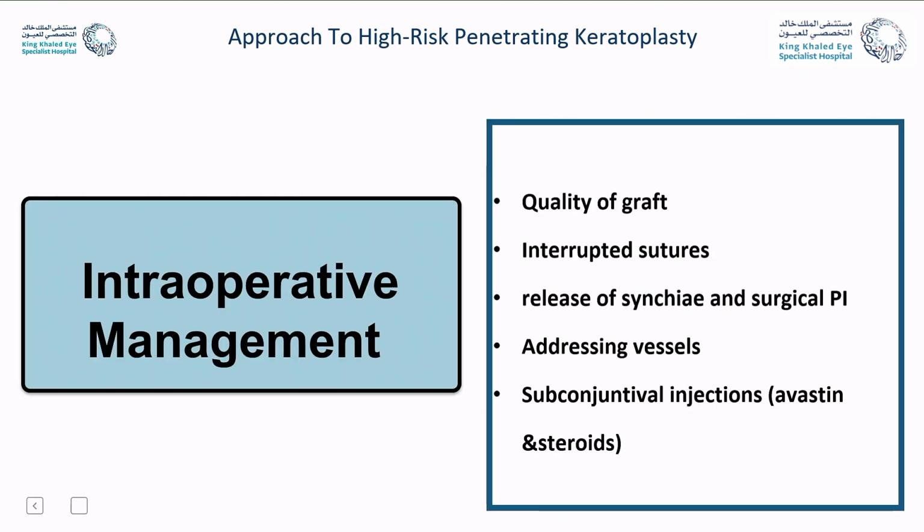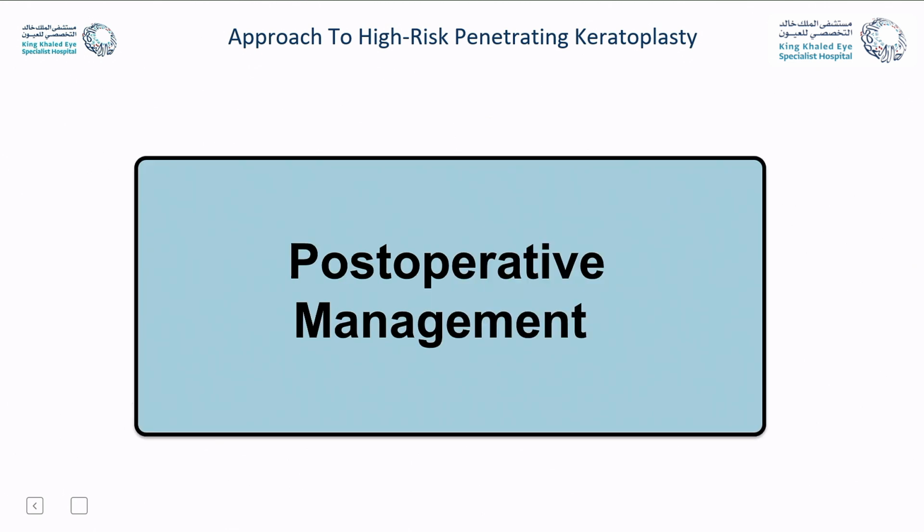So intraoperatively, what do we have in our hands? We have to ensure that we have a good quality of graft for those patients who are prone to risk. You want to eliminate another confusion. Interrupted sutures, where you can modulate the management, release of synechiae, surgical PI, treating and addressing the vessels, subconjunctival injections of steroids and Avastin will help.